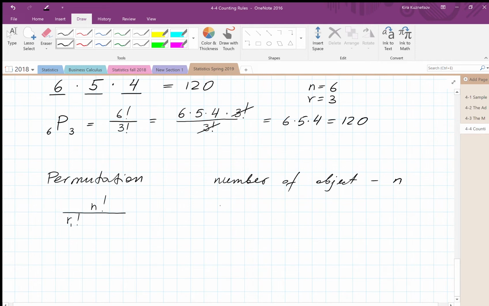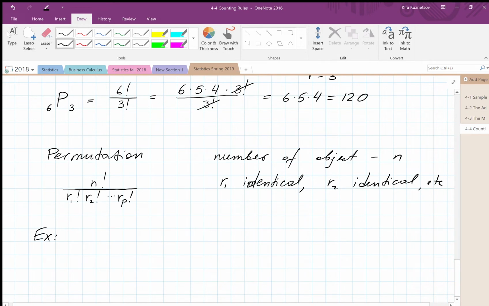and R1 identical, R2 identical, and so on. What you need to do is divide by the factorial of each one. The assumption is that we are arranging all n objects.